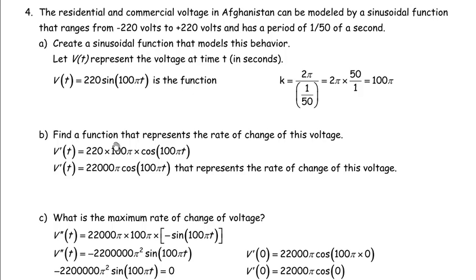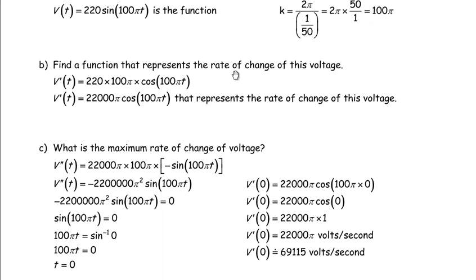In B, it says find a function that represents the rate of change of this voltage. So a rate of change, we would differentiate our voltage function here. So V prime of t. Starting with the 220, the derivative of sine is cos 100 pi t times the derivative of 100 pi t. Well, the 100 pi is just a constant times the t, so the derivative would be 100 pi. Simplifying, 220 times 100 is 22,000, and don't forget your pi, and then the cos 100 pi t. So that's the rate of change function.